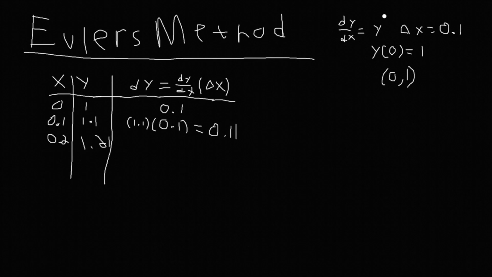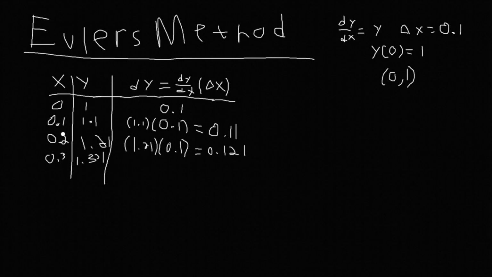And then we continue. Our dy/dx is 1.21 here, and we're going to multiply it by 0.1, which is 0.121. Then we add that back over here, with x at 0.3, and that would be 1.331, just by adding these two numbers together.